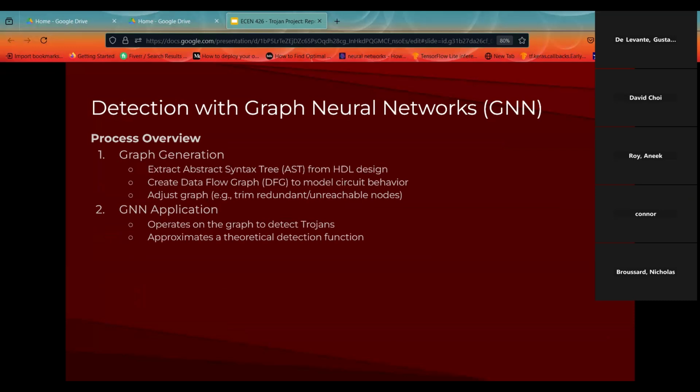So the process for this, the first step, is graph generation. We extract an abstract syntax tree from the HDL design, and then a data flow graph is created to model the behavior of the circuit that we're analyzing. And then the graph is adjusted to remove redundant or unreachable nodes. Once the graph is made, the graph neural network operates on the graph to detect where Trojans would be, and it approximates a theoretical detection function.